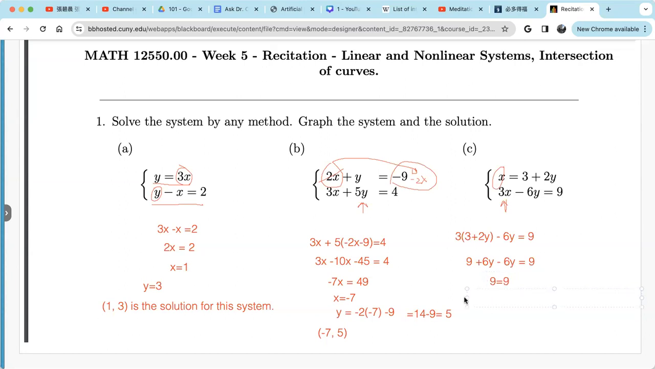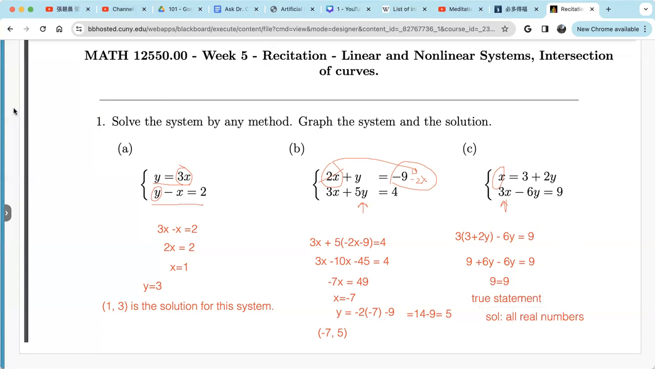Well, 9 equals 9 is a true statement. It'll be forever true. So what does a true statement mean? A true statement means this system has infinitely many solutions, from negative infinity up to positive infinity. So all real numbers. Okay, so the solutions are all real numbers. We can write an open parenthesis, negative infinity, comma, positive infinity, close parenthesis.